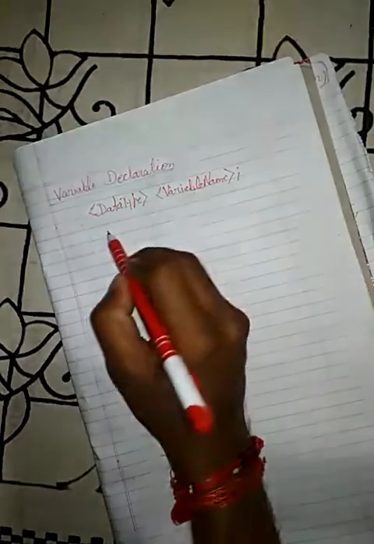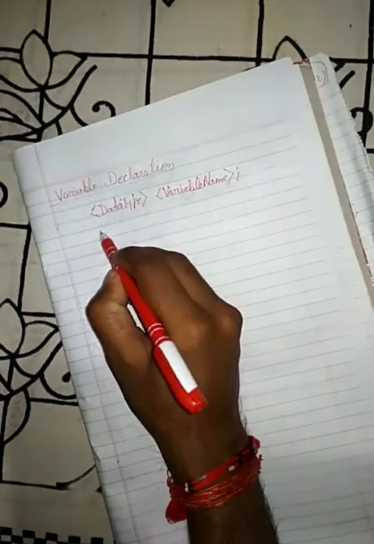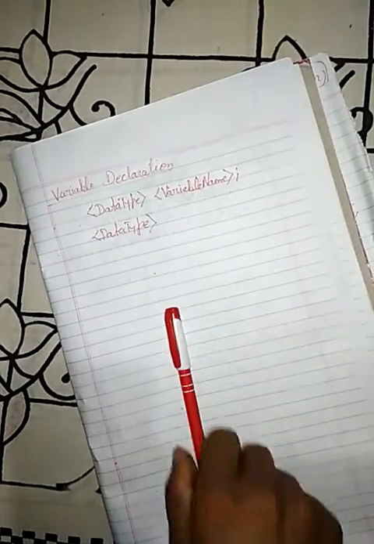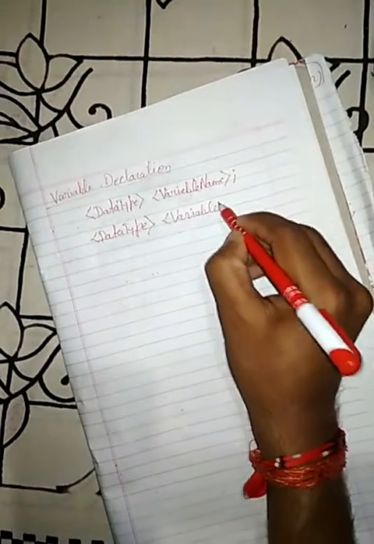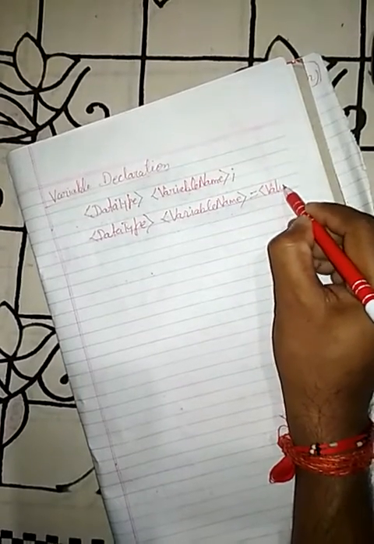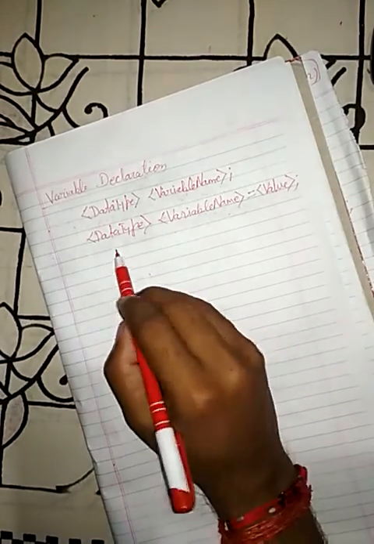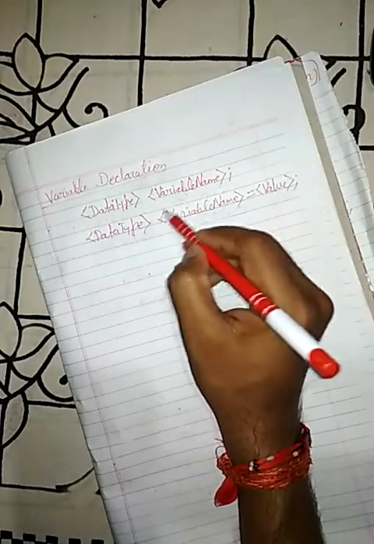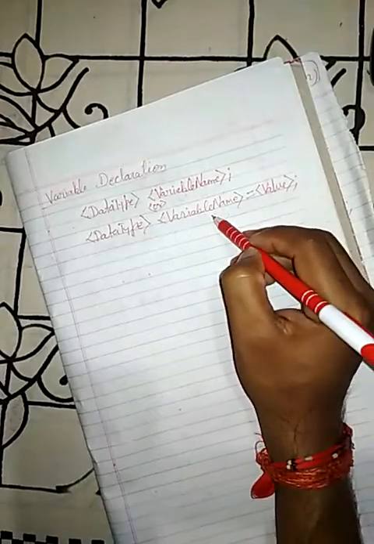Okay, there is another way to declare a variable, that is like data type, variable name is equal to value. Okay, this is another way to declare a variable. You can use any one of these two. Let me write here or. Okay, you can use this or this.